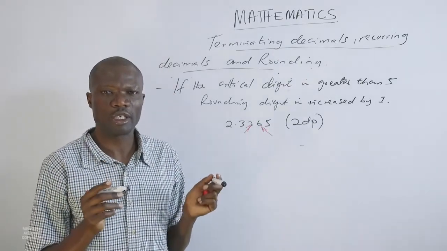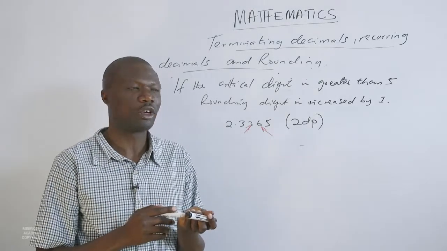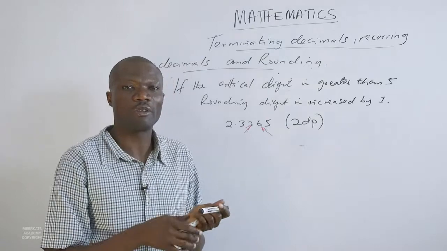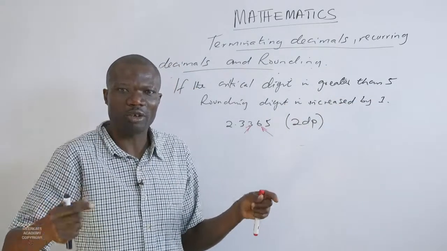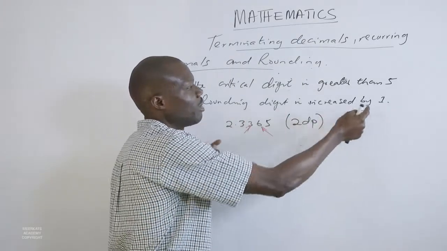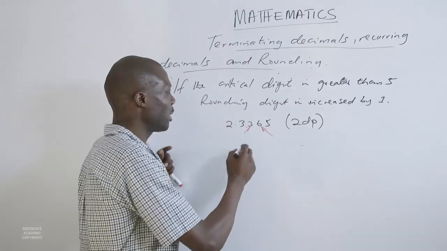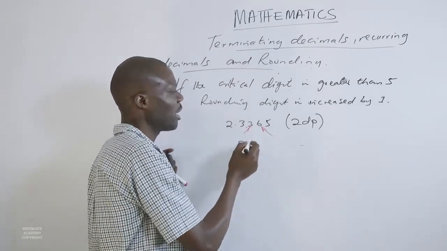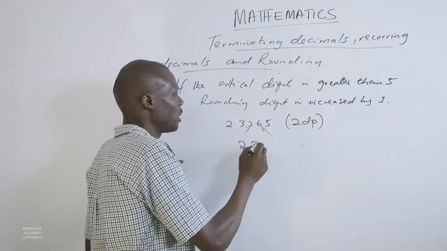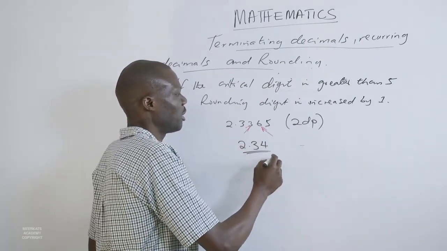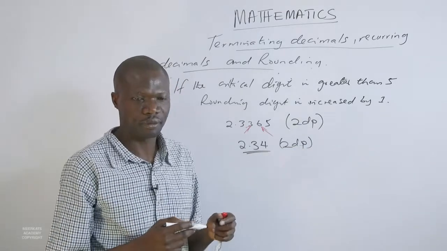Class, is 6 greater than 5 or less than 5? You'll notice that 6 is greater than 5. If 6 is greater than 5, what happens to the rounding digit? It is increased by 1. So when we write this, we shall write 2.3, and then the rounding digit is increased by 1, from 3 to 4. And that will be our answer correct to 2 decimal places.